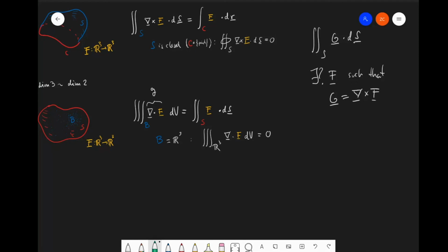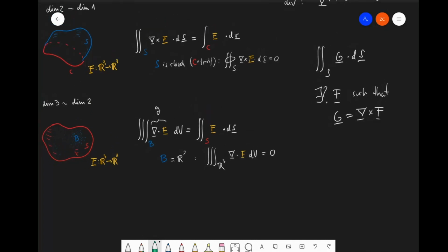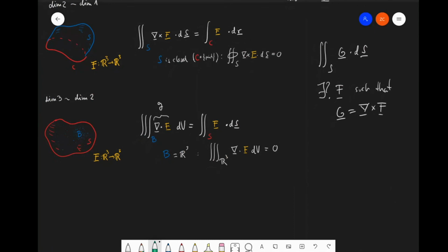So the idea is that the double integral over S of F is the flux of F through a closed surface. So it should encode how much F is in total coming out of the surface, right, or coming in. So if it's positive, it will be a net outwards flux. If it's negative, it will be a net inwards flux.